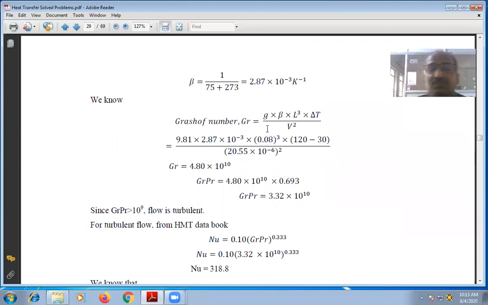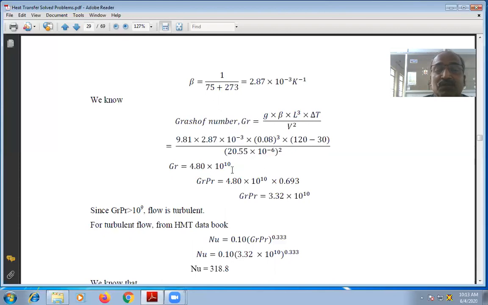So therefore, Grashoff's number is G, 9.81, acceleration due to gravity, beta, coefficient of thermal expansion, L, height of the vertical pipe, delta T, temperature difference. Here in this case, 120 is the temperature of the vertical pipe, minus 30, the temperature of the surrounding. Divided by nu square, it is not v square, it is nu square, kinematic viscosity, 20.55 into 10 raised to minus 6. Already we have taken it from the data book. So here we can have the Grashoff's number.